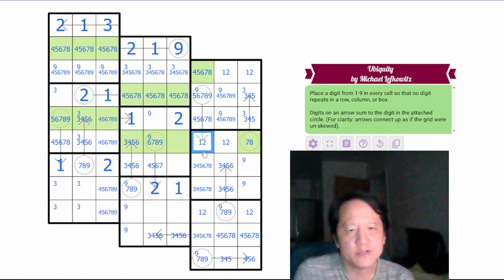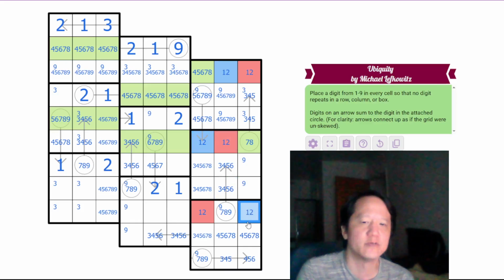What about these 1-2 pairs? This is helpful. So say this is blue and that's red. Blue means this can't be blue, that's red. Which means this can't be red, that's blue. Which means this can't be blue, that's red. Which makes that blue. Okay, that doesn't help us anything.